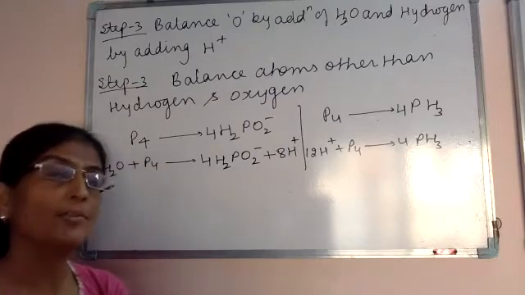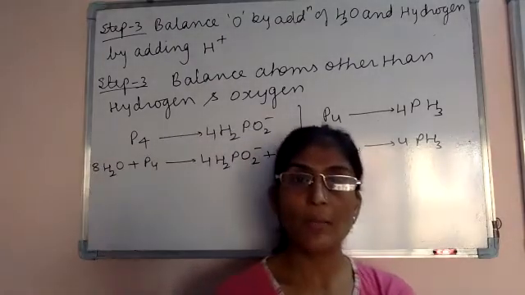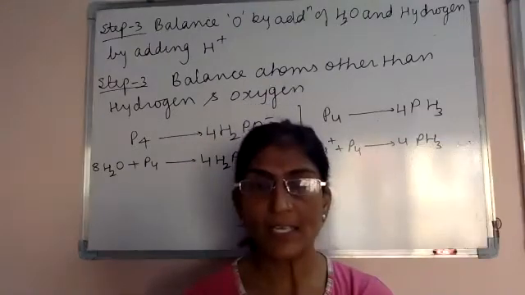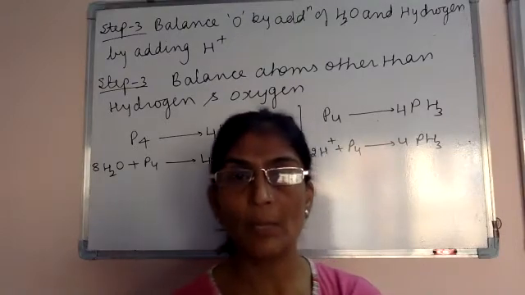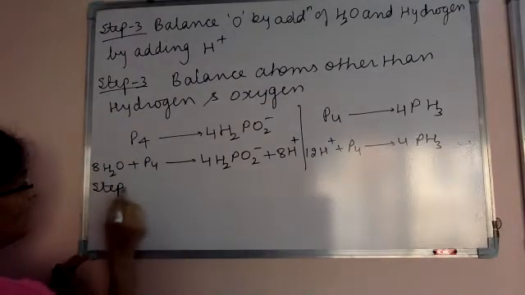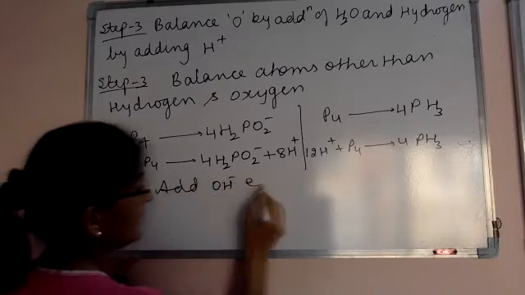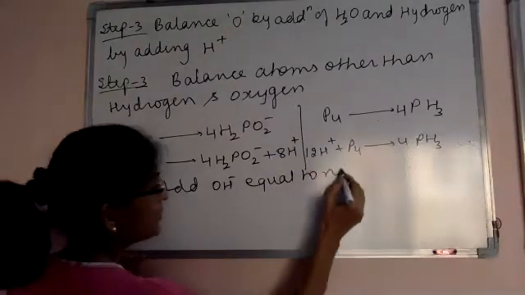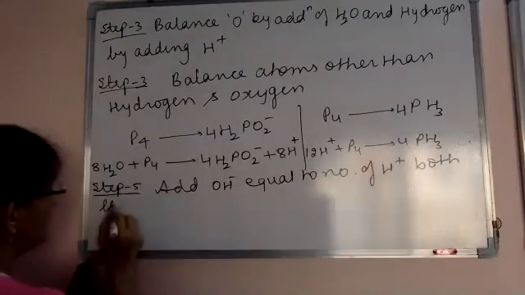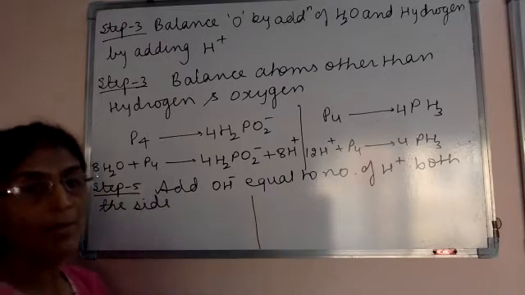Now in basic medium, what we have to do? Equal number of OH minus, as many H plus as you have added, you have to add an equal number of OH minus on both sides. So next step, very important for basic medium. Step 5: add OH minus equal to the number of H plus on both sides. You have to add it on both sides of the reaction.